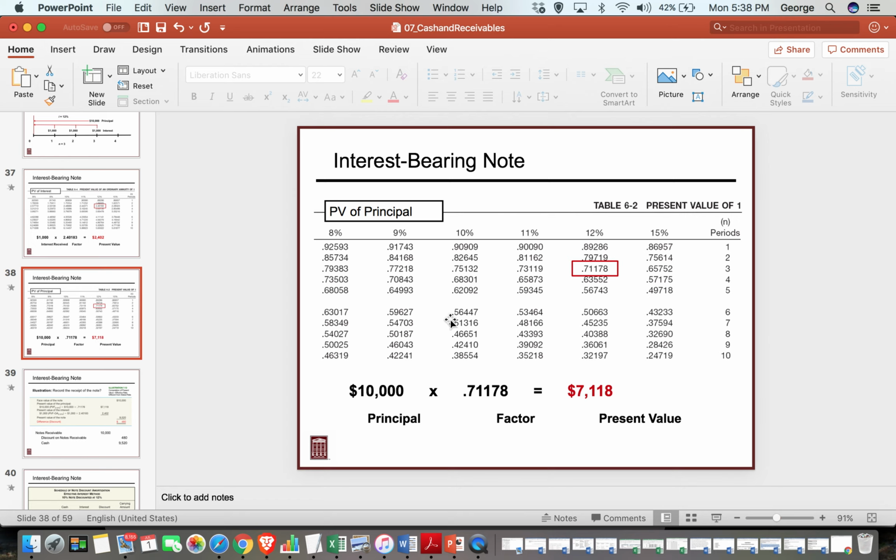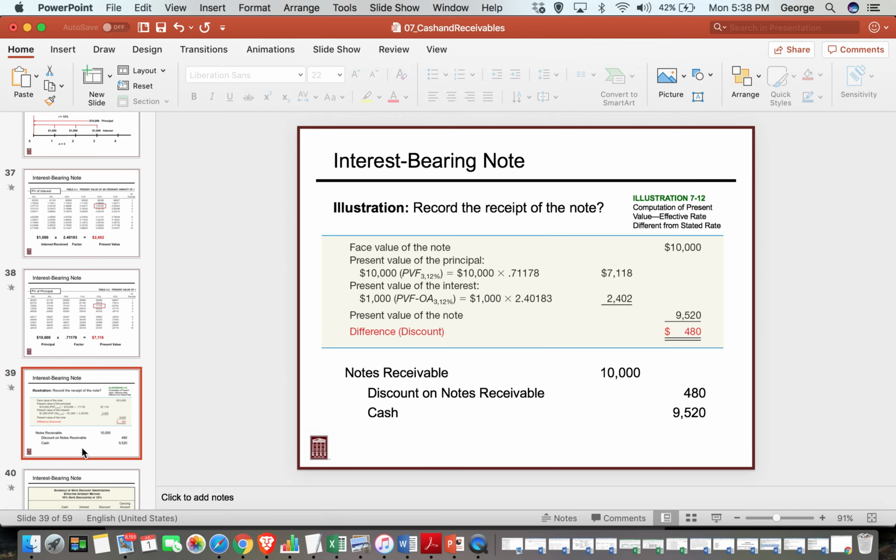Then we're also going to have to find the present value of the note. We use 12%, 3 periods, and the factor is 0.7118. We multiply that by the principal of $10,000, and we get $7,118 as our present value. So the fair value of the note is $10,000. The present value of the principal is $7,118. The present value of the interest is $2,402. So the discount on this note is $480, the difference between $10,000 and $9,520. So $9,520 is the present value of our principal and interest, and $10,000 is the face value of the note.